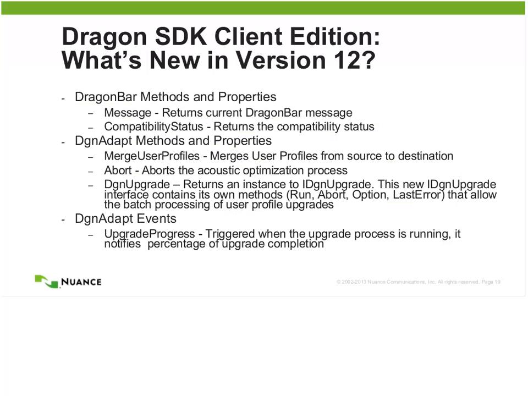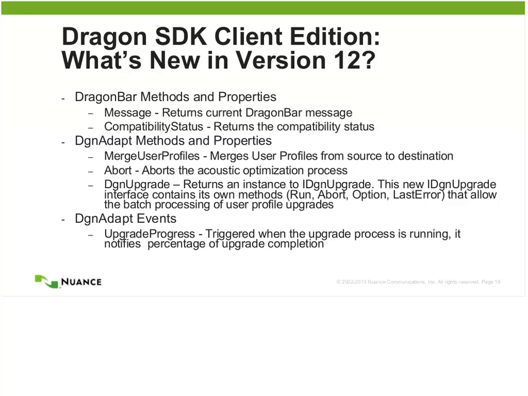Then we have a few more Dragon bar methods that allow you to get what the Dragon bar message is at that moment, and also to get the compatibility status, which returns whether full dictation is supported or not.